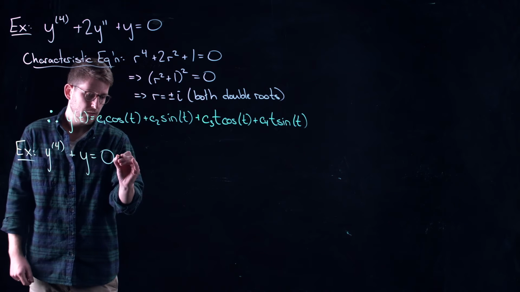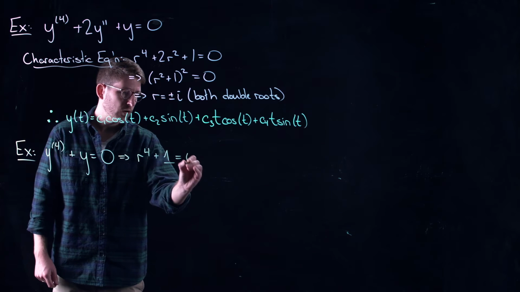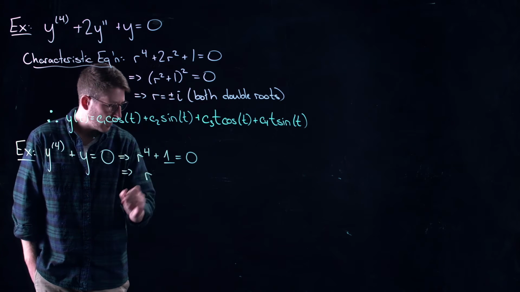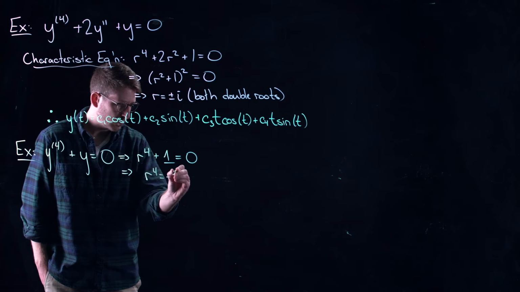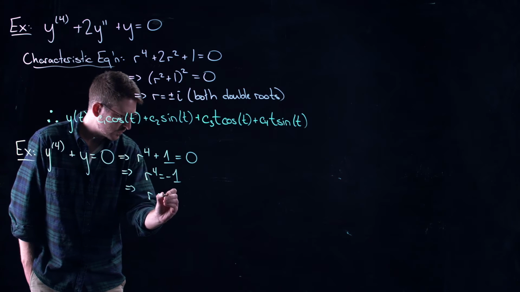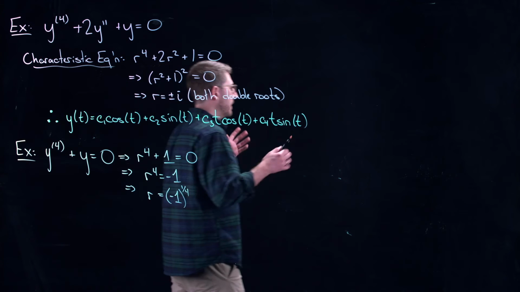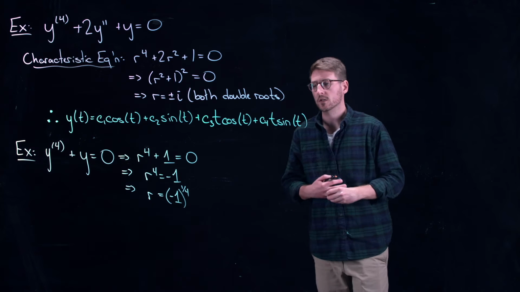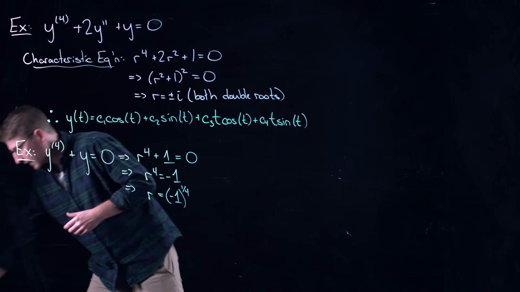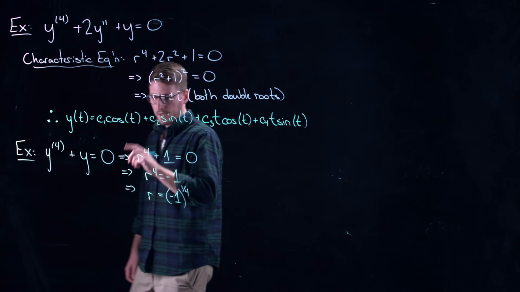Well, the characteristic equation becomes r to the fourth plus 1 is equal to 0, which is the same as saying r to the 4 is equal to minus 1, which is the same as just saying r is equal to the fourth root of minus 1. Now, remember, we need 4 different roots to this equation. So how do we solve this? Well, we're going to have to use a little bit of complex numbers here, or a little bit of complex analysis.